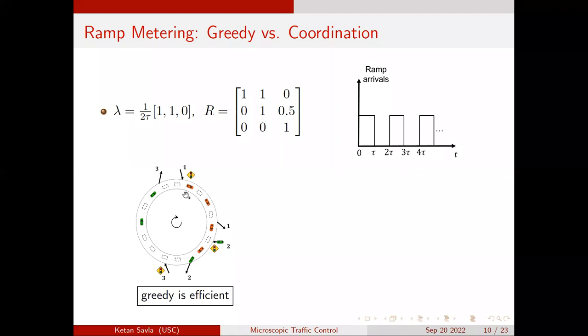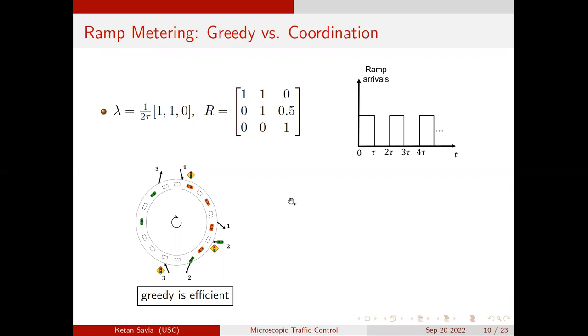So by greedily filling in the gaps that are in front of them, if this is the exact arrival process, it could be efficient, right? And in fact, our results suggest that this is true not only for deterministic arrivals, but even for more general stochastic arrivals: a greedy policy is efficient, meaning it gives the maximum saturation limit if the merge speeds are high, okay?